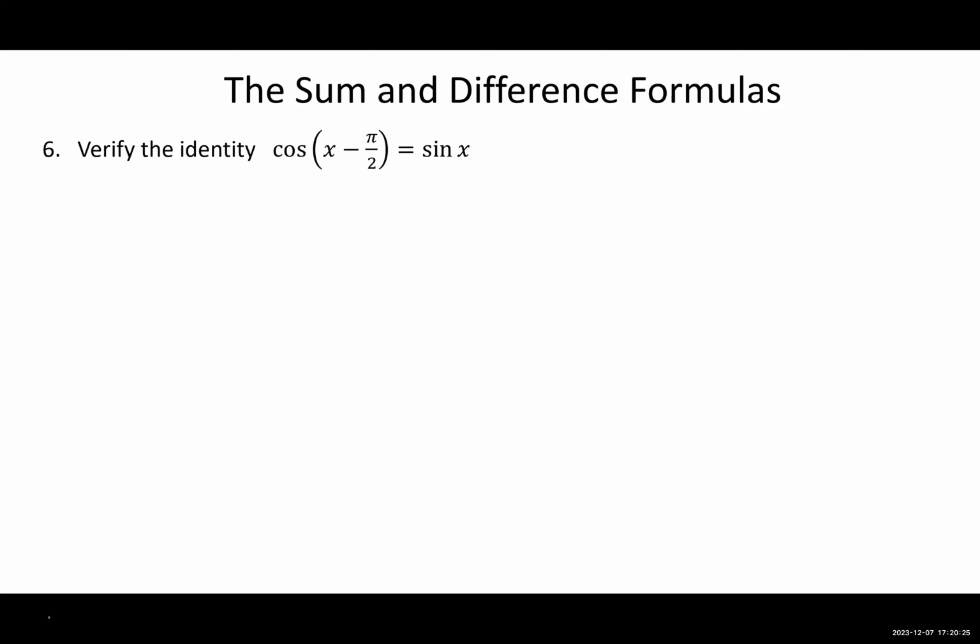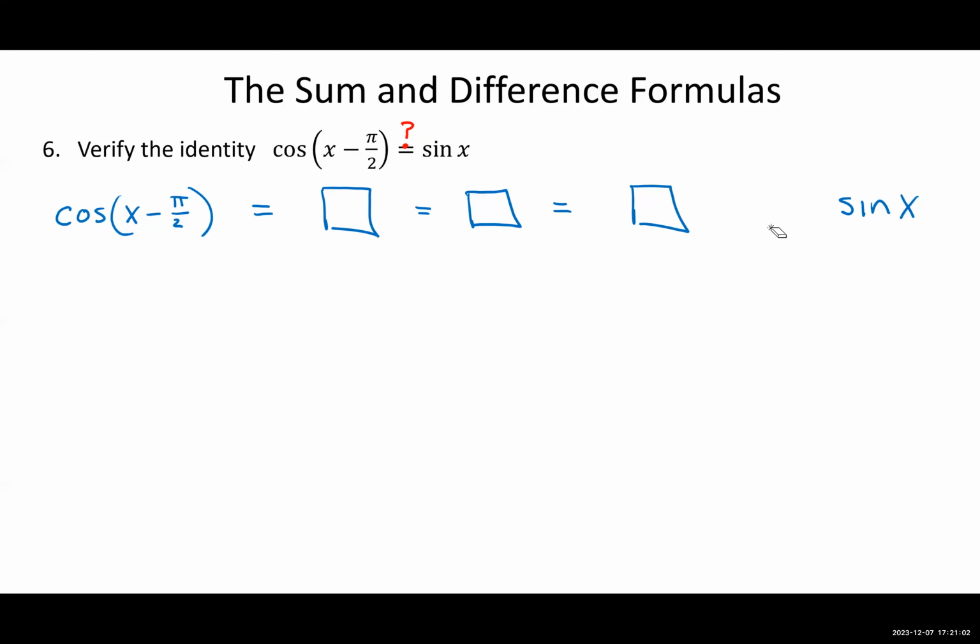Verify the identity. Remember, in these problems we treat this equal sign like it is a question mark. So we want to start with cosine of x minus pi over 2 and connect it to sine of x. We want to show these two are equal. We do that by saying we could show cosine is equal to this thing, and this thing is equal to that thing, and that thing is equal to this other thing, and this other thing is equal to sine. If we could connect the two by this string of logical connections, then we would have shown why the cosine of x minus pi over 2 is indeed equal to the sine of x.